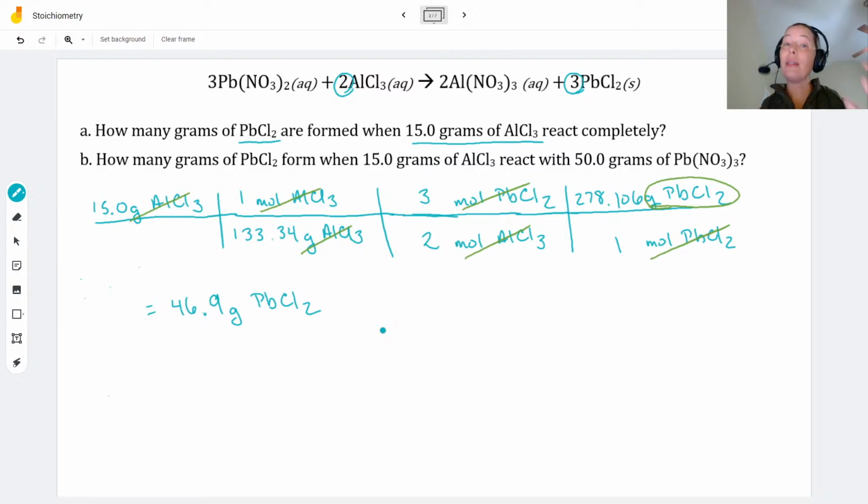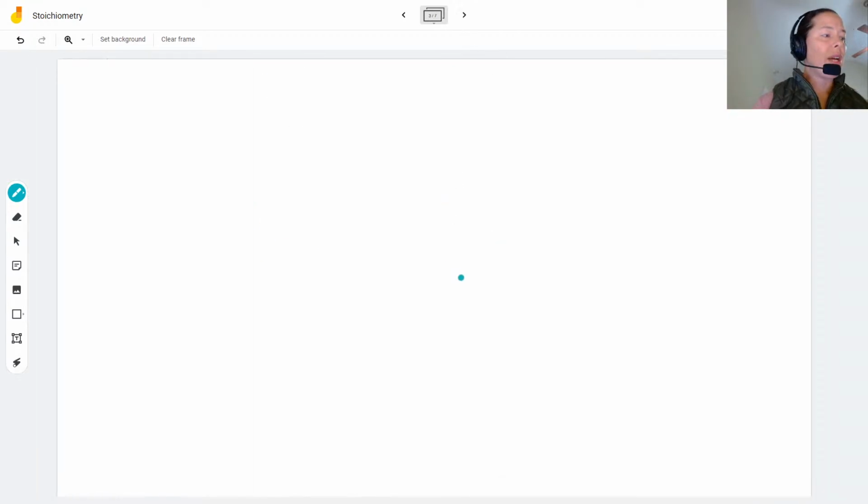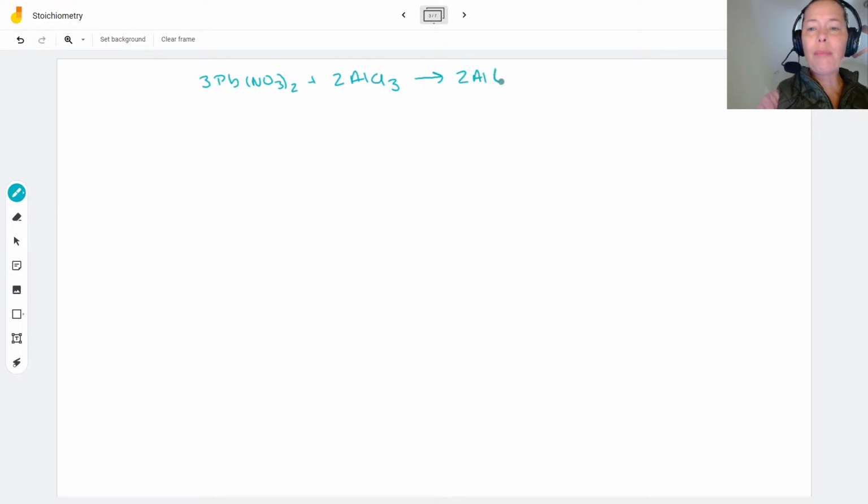So this is what I would call a simple stoichiometry problem. We can do it in one step. We just have to watch our units and use our mole ratio to convert between molecules. But now we have to do a limiting reagent problem. And I think for this one, I'm just going to go ahead and switch to my next page because this is going to take some space. Okay, so let's rewrite our balanced chemical equation. Okay, so this is lead nitrate and aluminum chloride. And just for time's sake, I am not putting in all of the states.